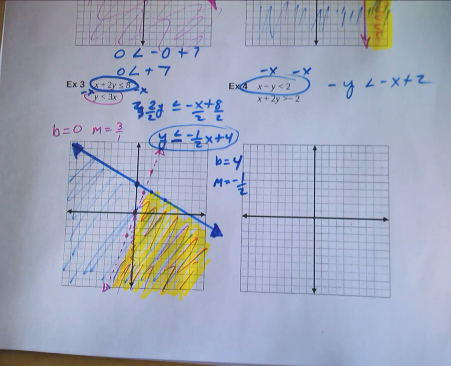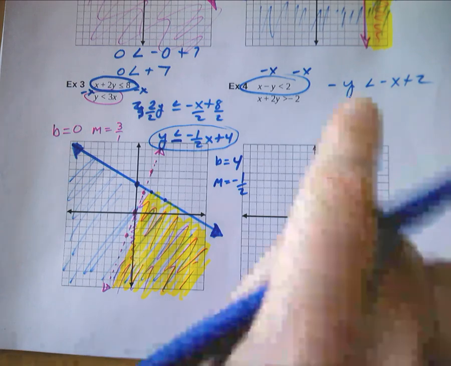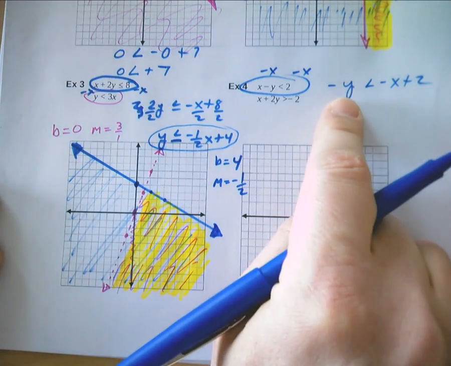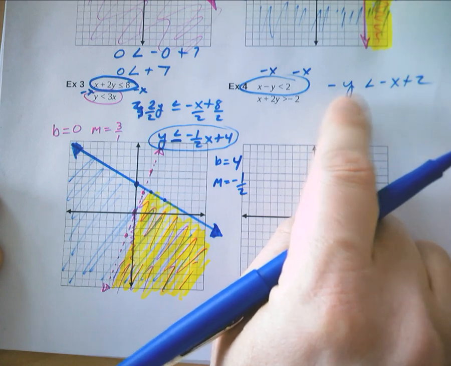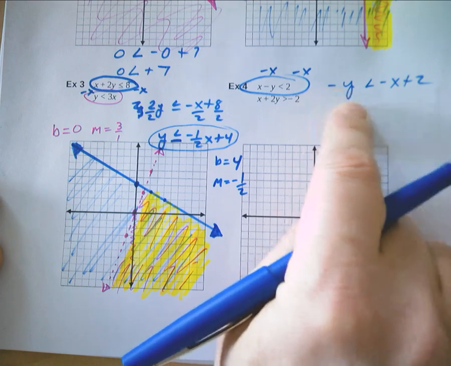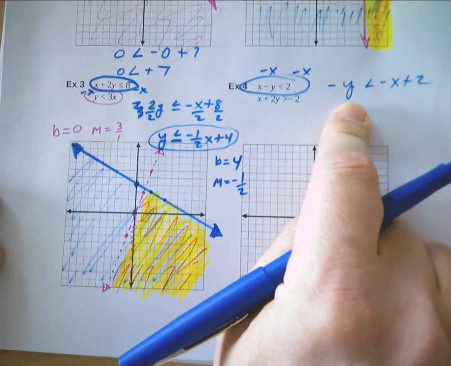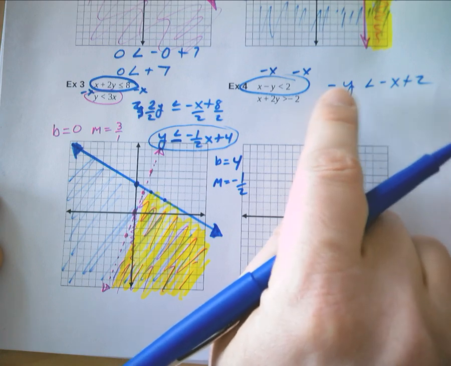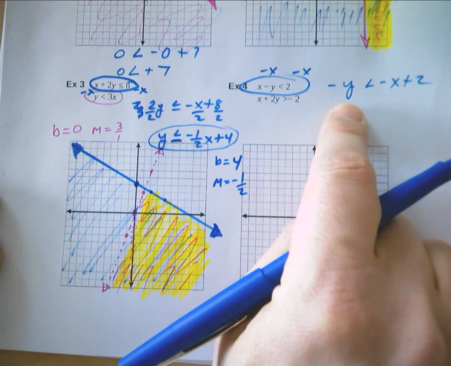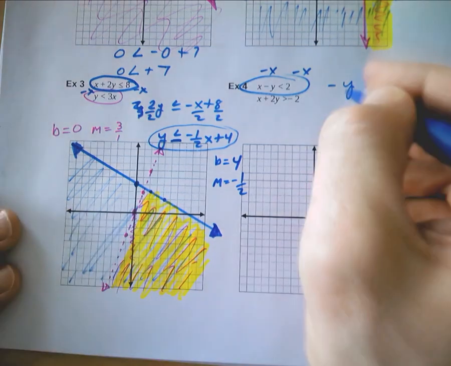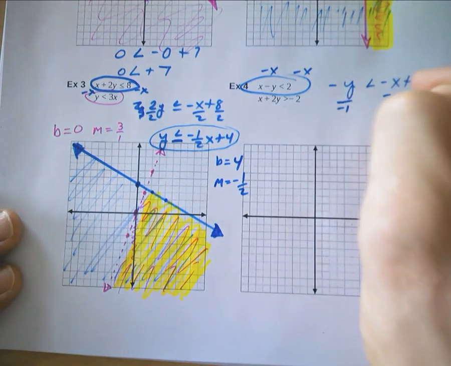What do you have to do here? How do I get this negative out of here? Not add y. Good guess. This is like negative 1 times y. Yeah, I got to divide it. So I'm going to divide everything by a negative.